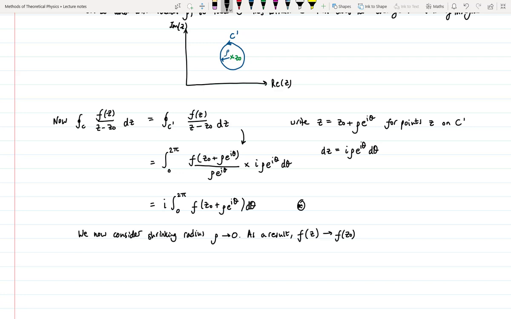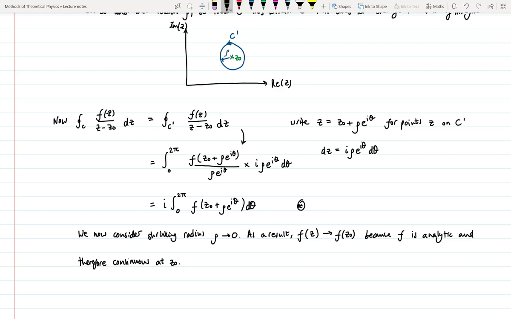And we're allowed to consider a limit like this because the function f is analytic and therefore continuous at the point z0. You'll recall that analytic at a point means differentiable at a point, and differentiability implies continuity.